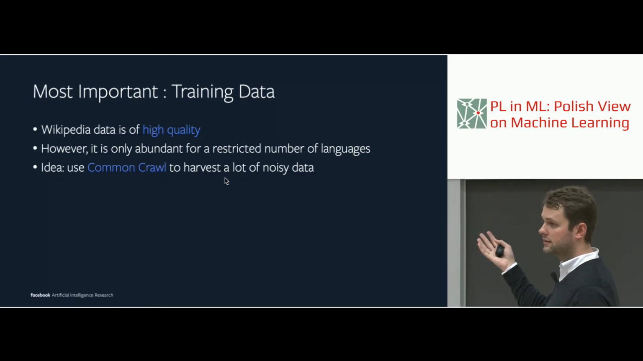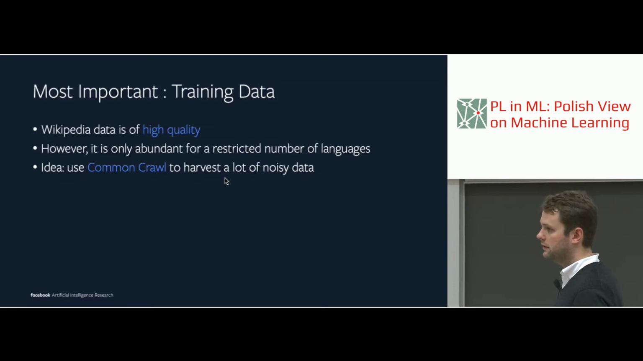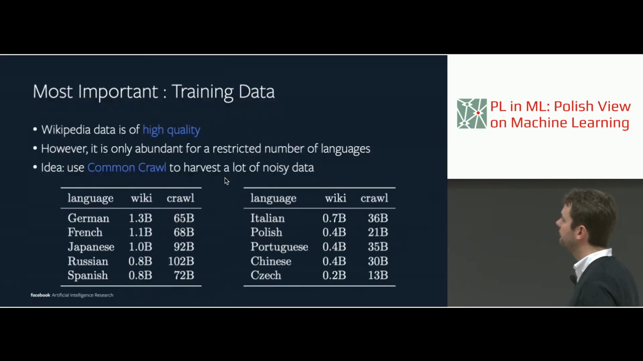And you can get this crawl data. It's just like web pages that have been crawled and saved. And well, this is the wild web. Like whatever is on the internet ends up in this Common Crawl. So you get a huge amount of data, but it's very noisy.